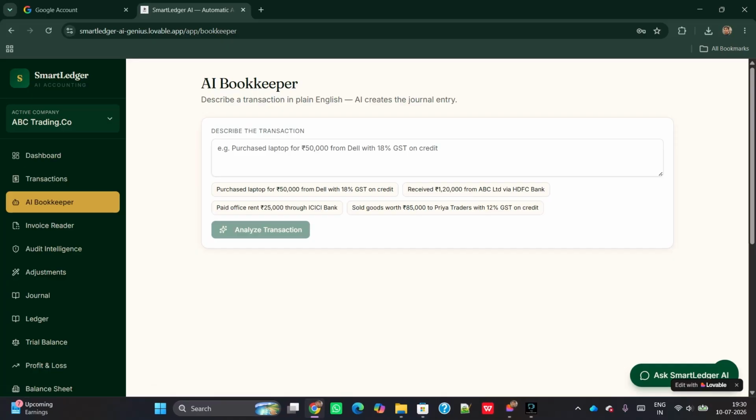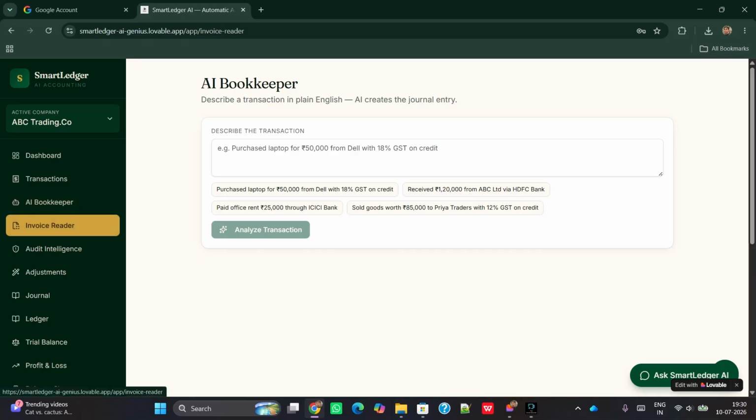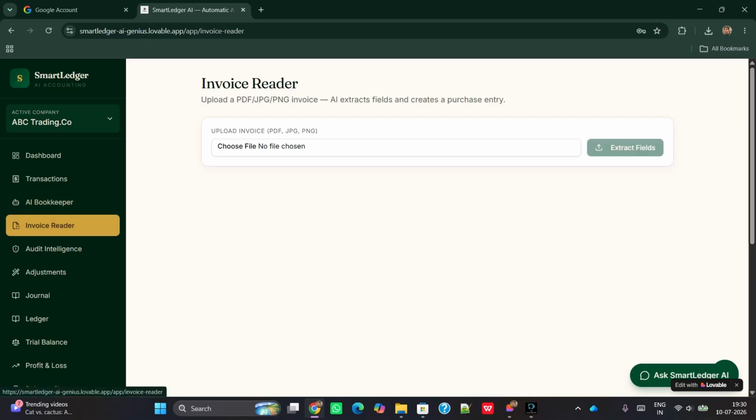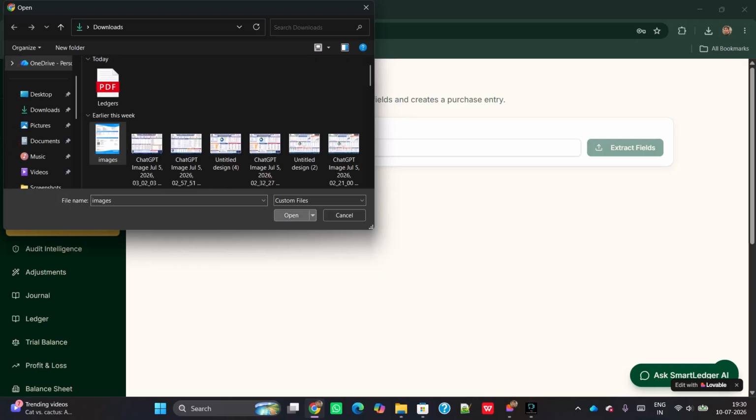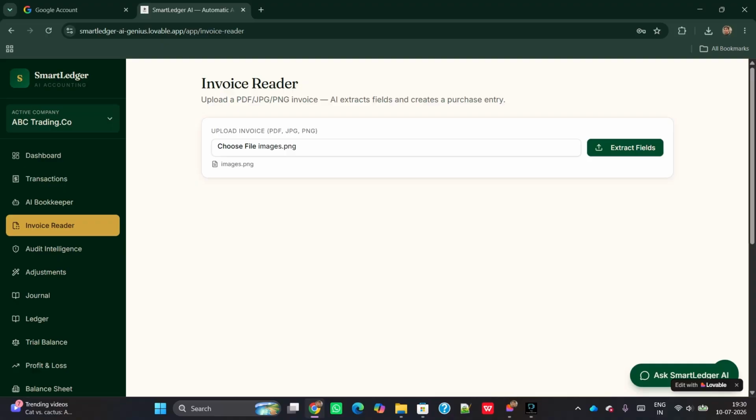Further coming to the next feature, that is invoice reader. So here by inserting the invoice, we can also add on the transaction. We have to choose the file by clicking on it. Yes, this is the invoice which has been preloaded by me. So here I inserted the image, the invoice, to the Smart Ledger AI. It will automatically extract all the fields of the invoice and post the transaction.